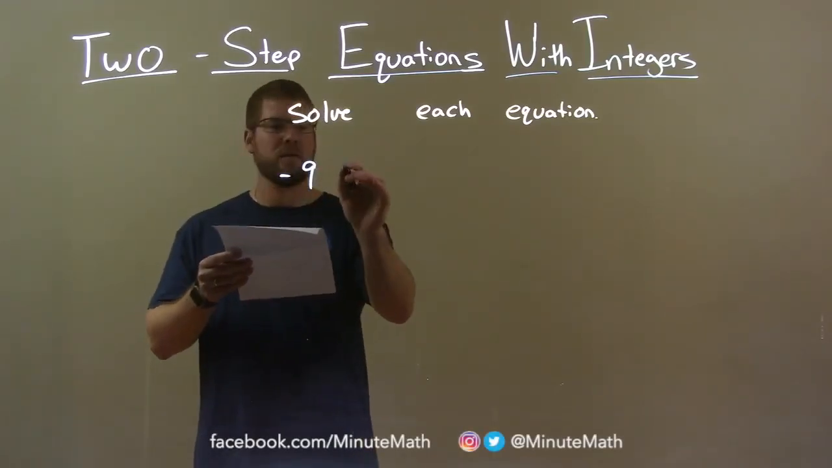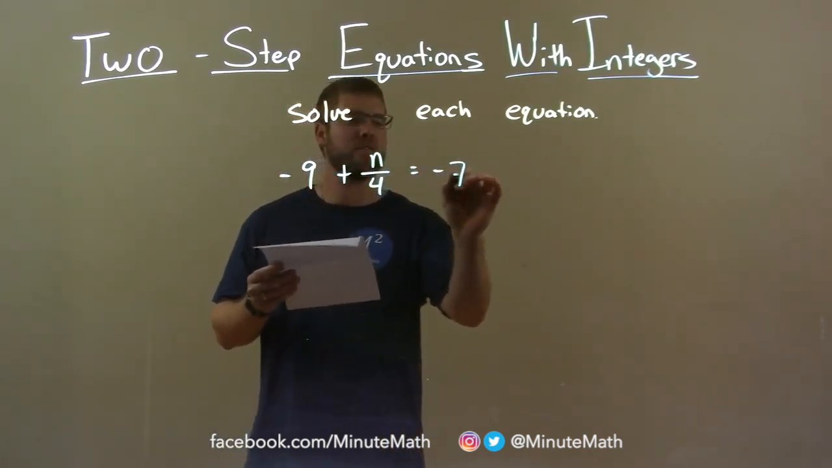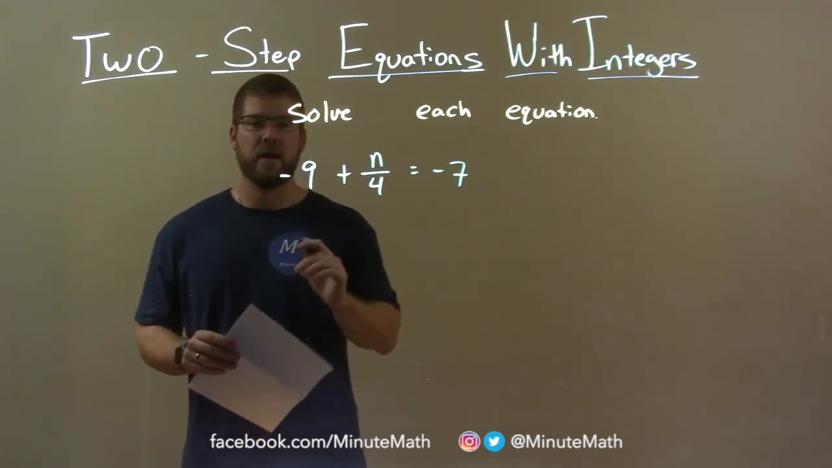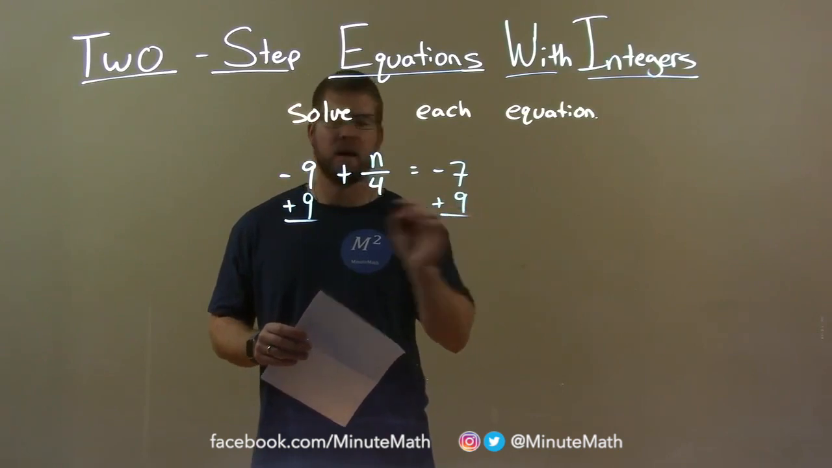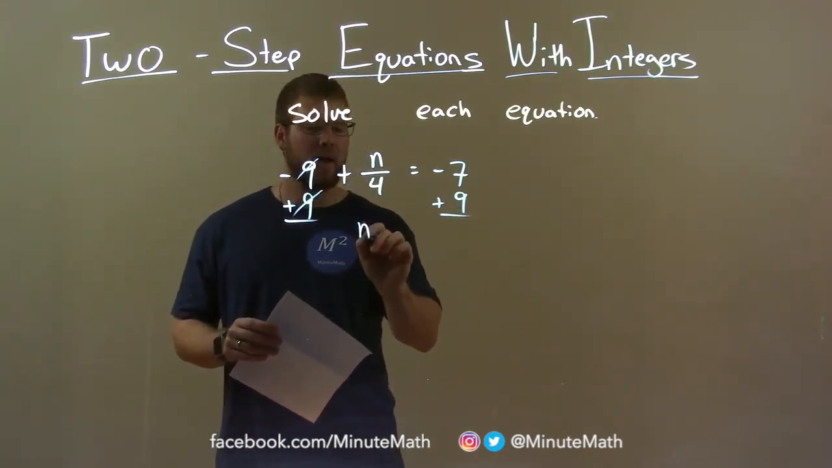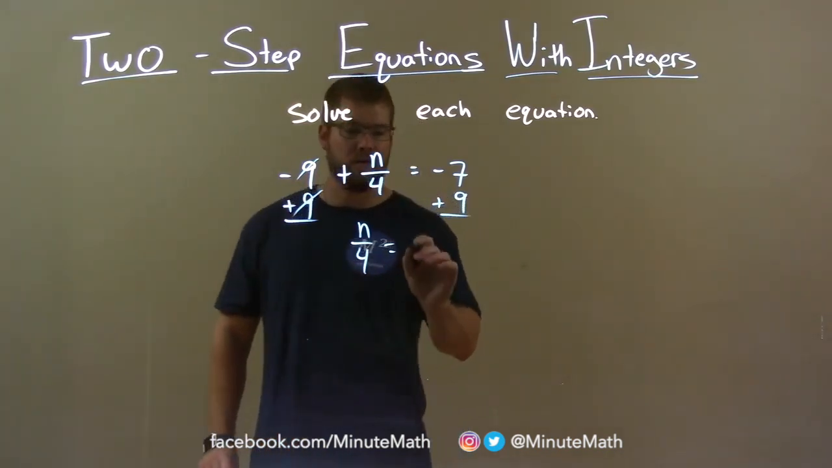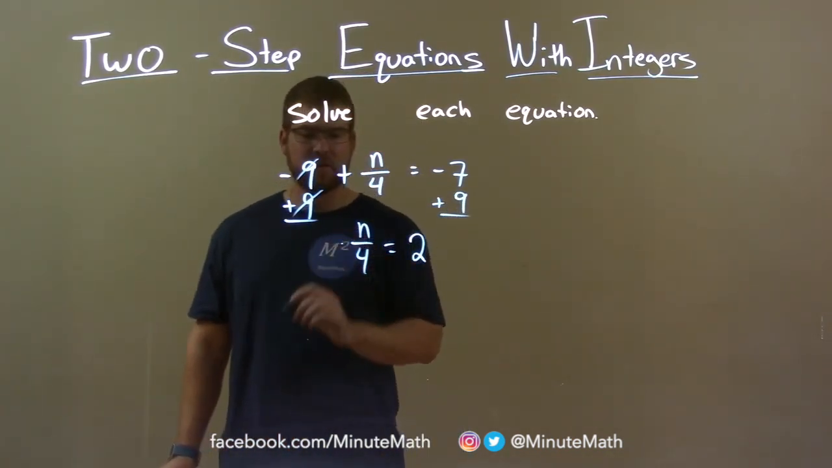Negative 9 plus n over 4 is equal to negative 7. First step is actually I have to deal with this negative 9. I want to add a 9 to both sides. That will eliminate the 9 on the left, leaving me n over 4 on the left. Negative 7 plus 9 is a positive 2.